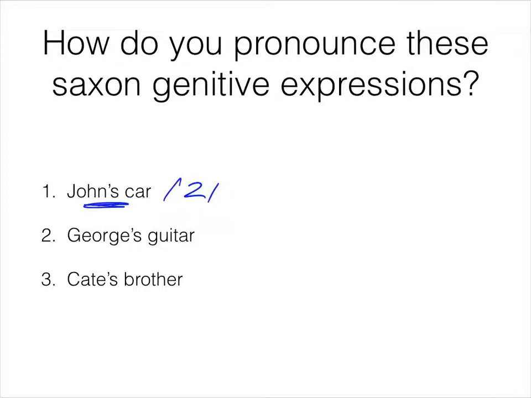Okay? You will talk about George's guitar. Otherwise, you wouldn't be able to pronounce it properly. Okay? George's guitar. And you will talk about Kate's brother. Okay? It's the same idea. The same rule applies. So this is what we've said.